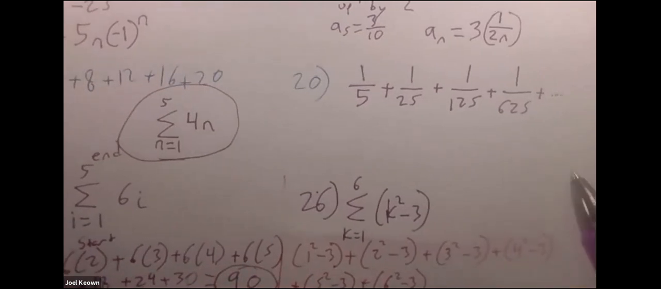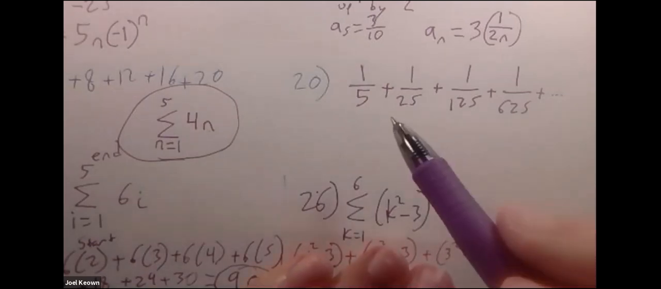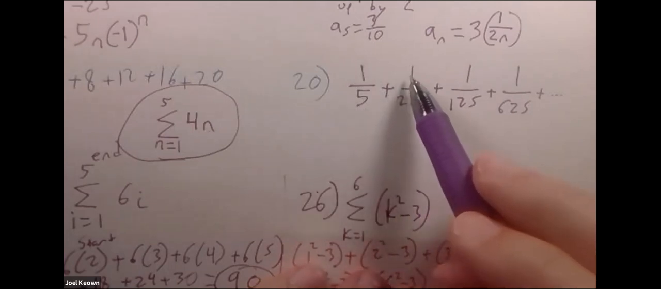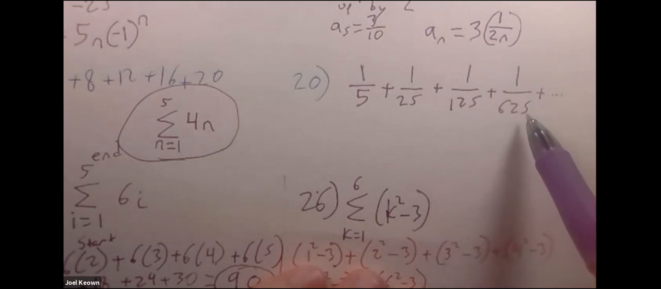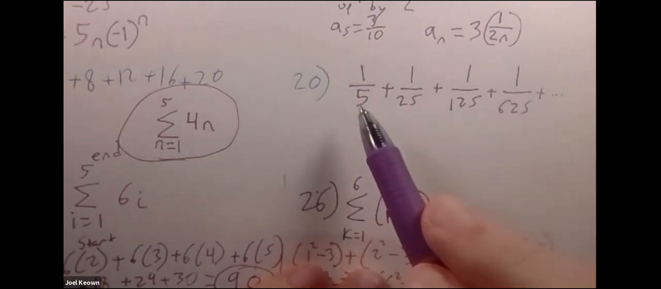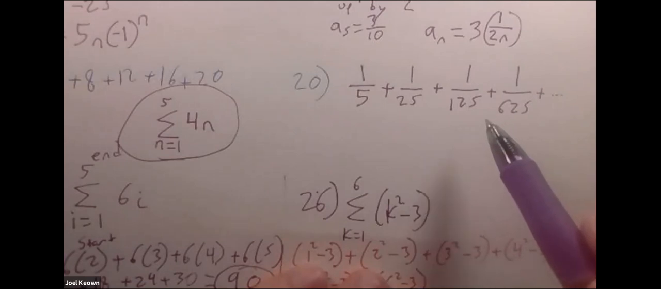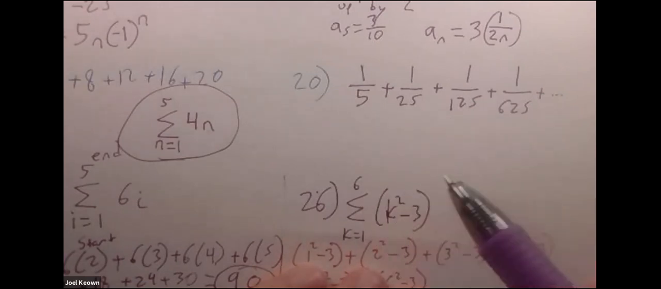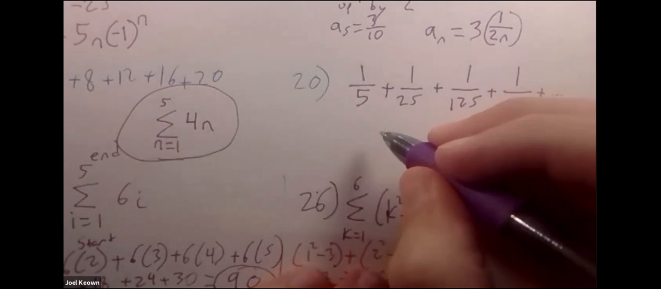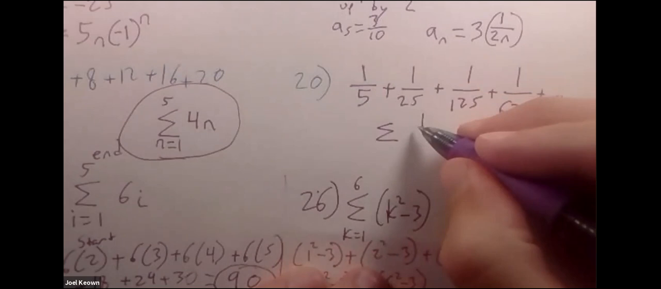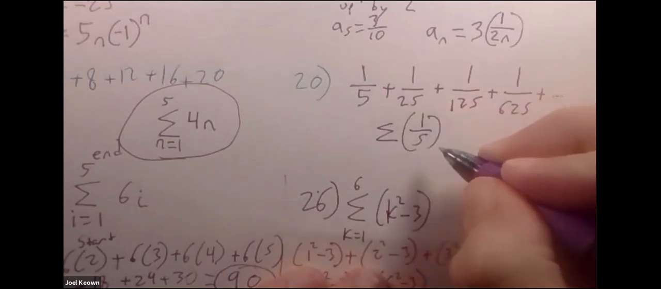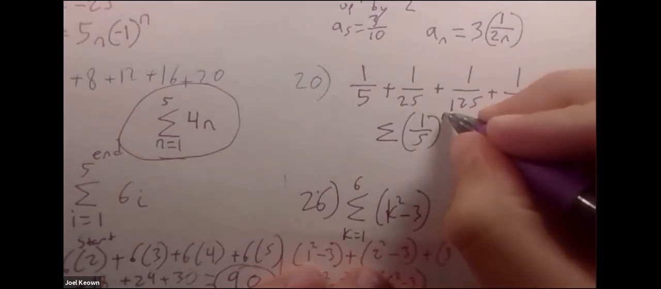Let's come over here. Now notice this one ends in dot, dot, dot, meaning it goes on forever. And that's okay. You can do that with summation. What's my pattern then? I got 1 over 5, 1 over 25, 1 over 125, 1 over 625. What's my pattern? Well, I'm multiplying by 5. When I'm multiplying by 5, that means I have exponential. So I'm going to have 1 over 5, and it's exponential, so it needs to be to the n power.